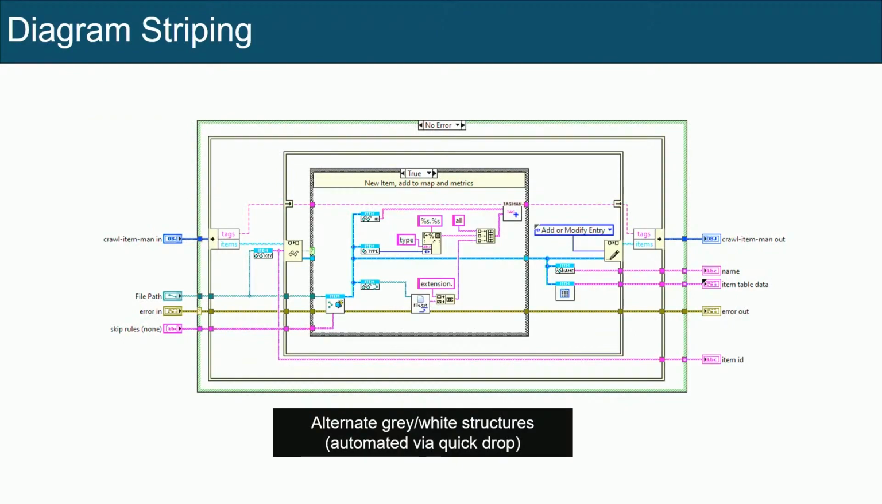So feel free to take a picture, draw it, critique, tell me where I'm wrong. But the thing I wanted to point out here is something that we do at JKI called diagram striping, where we've taken the successive structures and alternated them gray and white. And of course, I've automated this through a quick drop shortcut. Now I have a hard time looking at code when it's not striped, but I definitely think it makes code a little easier to read.